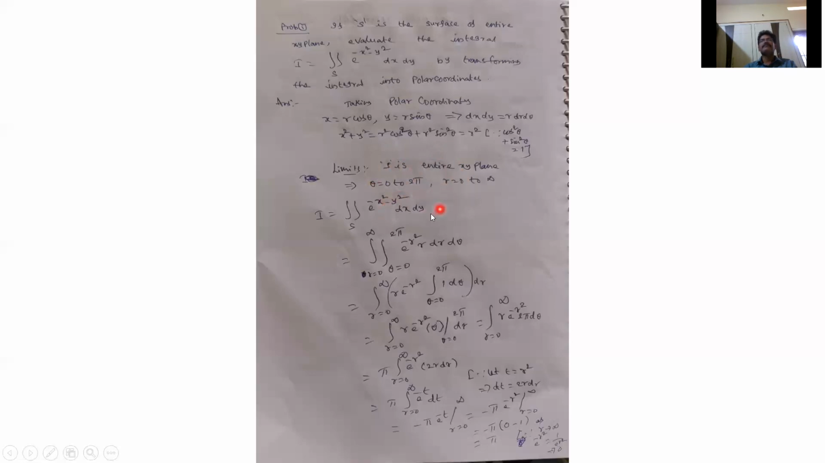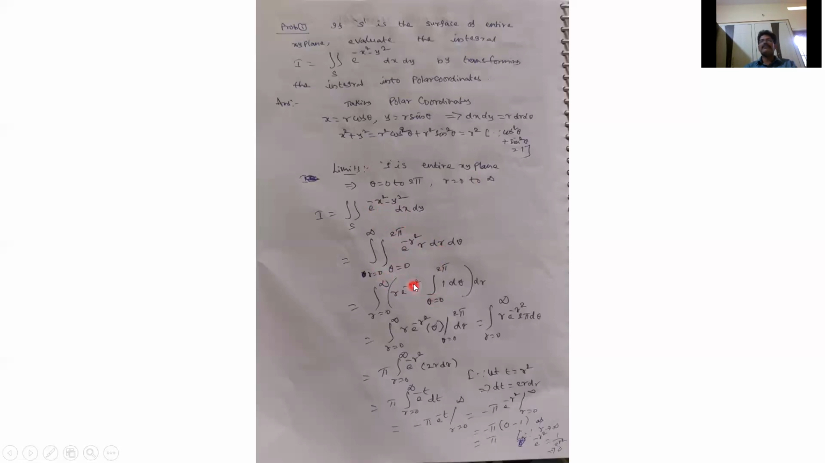Now I is equal to the double integral over S of e power minus x square minus y square dx dy. Transforming into polar coordinates, we have x equal to r cos theta, y equal to r sin theta, so x square plus y square equals r square, and that gives e power minus r square. And we know that dx dy equals r dr d theta for polar coordinates. The limits are r from 0 to infinity, theta from 0 to 2 pi.